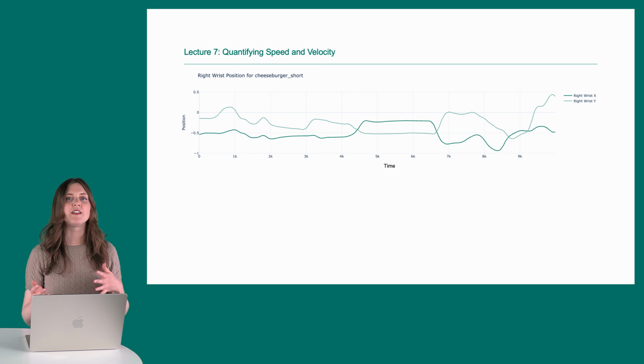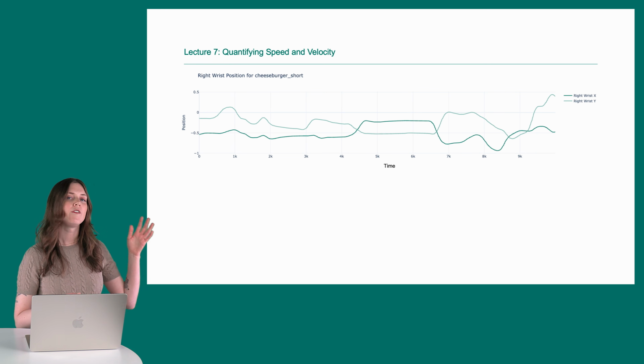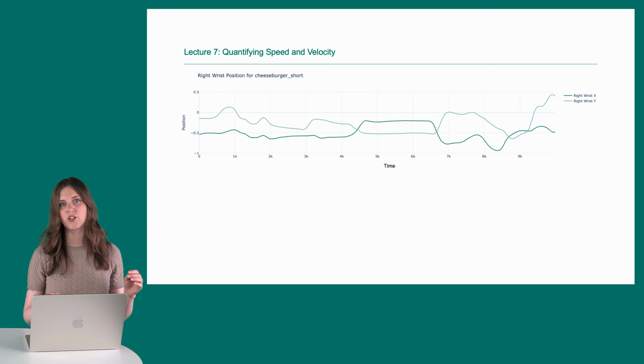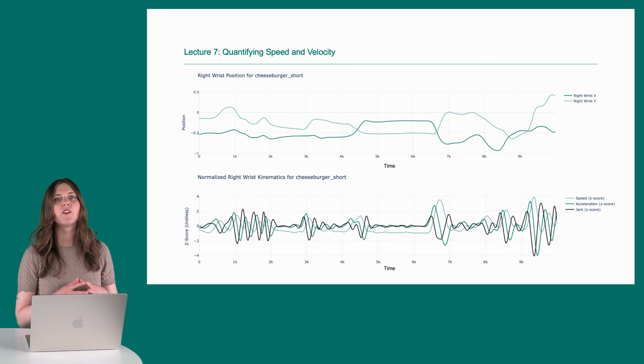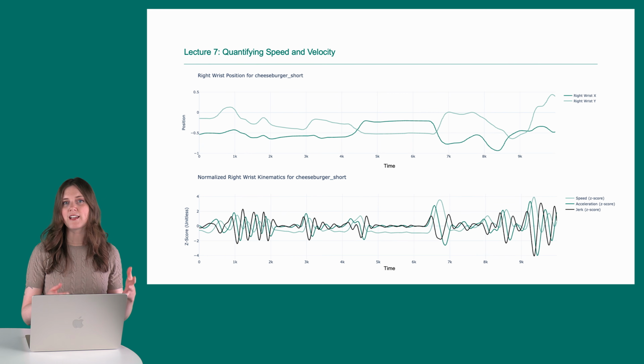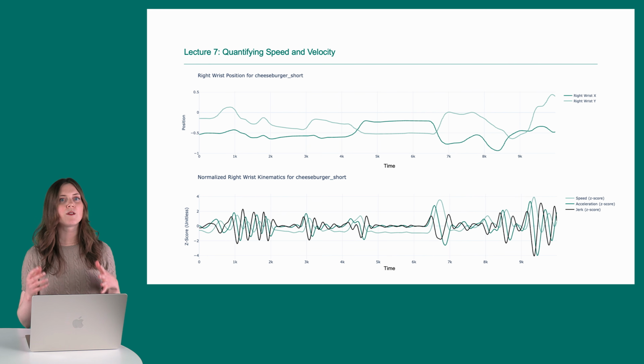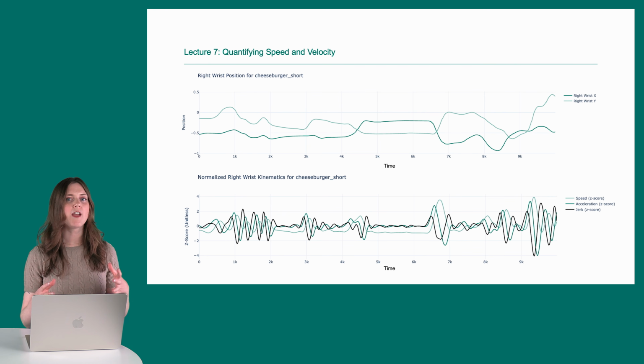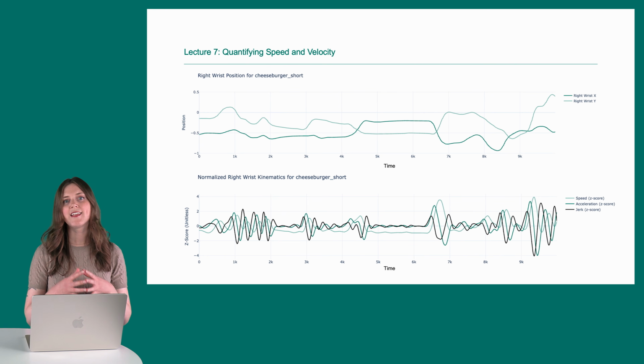We can also look at how these kinematic measures pattern together. If you look at this plot, it shows the X and Y position of the right wrist for the first 10 seconds of one of our videos. The bottom plot shows the speed, acceleration, and jerk curves for the same time period. These measures are on very different scales, so we've normalized them to a z-score distribution so that we can more easily visualize them together. One thing that is important to know is that each time you derive a new measure, high-frequency noise can be amplified. So it's important to apply a smoothing filter between each step.